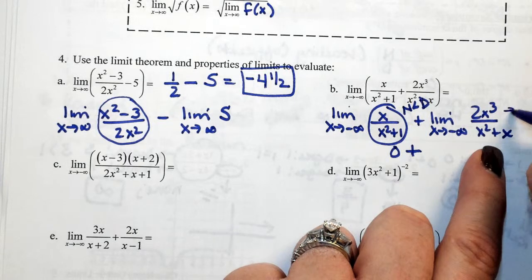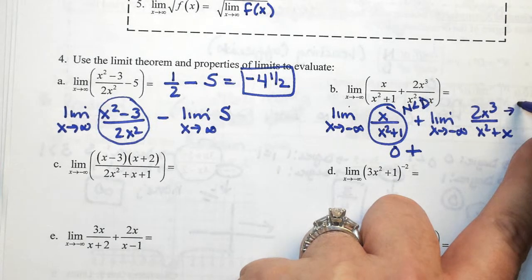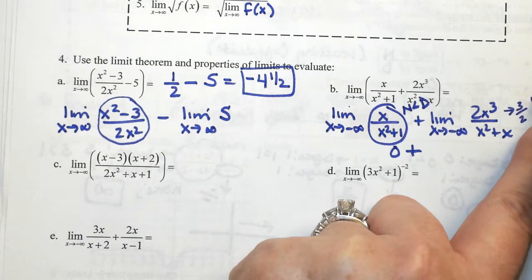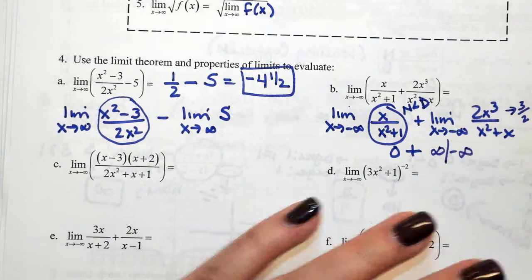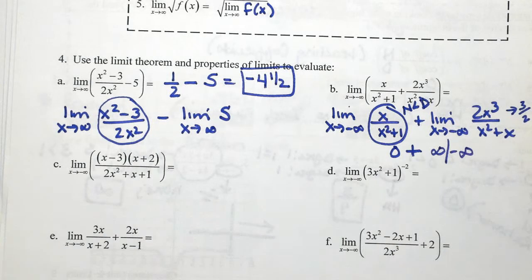Plus. Now the limit as x goes to negative infinity. What's the degree of the numerator? 3. The degree of the denominator is 2. So when the top is bigger than the bottom, do you have a horizontal asymptote? No. So we know that this is going to be infinity or negative infinity. You can't take 0 and add it to infinity or negative infinity. Infinity and negative infinity are not a number. It's a behavior.